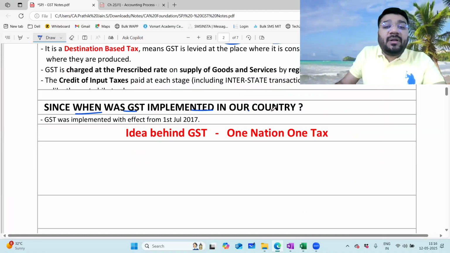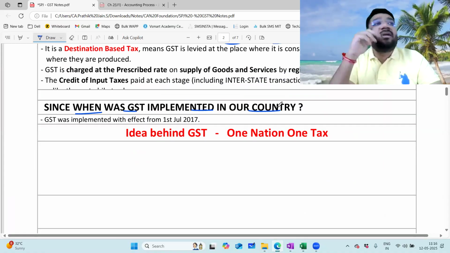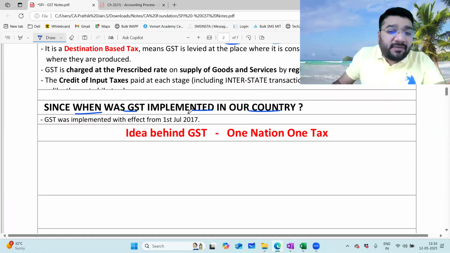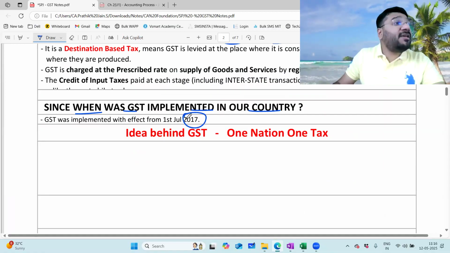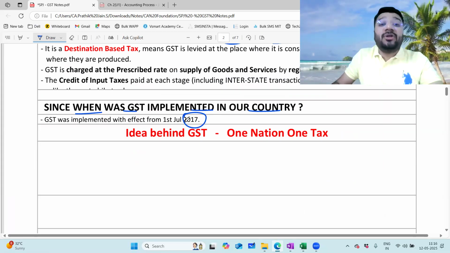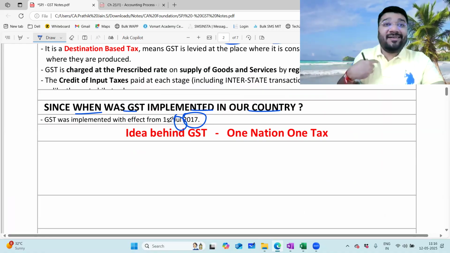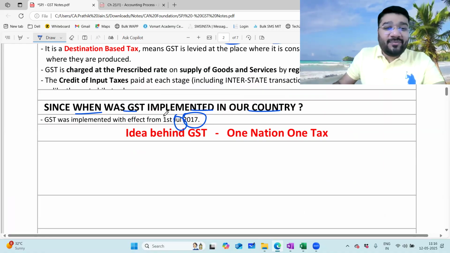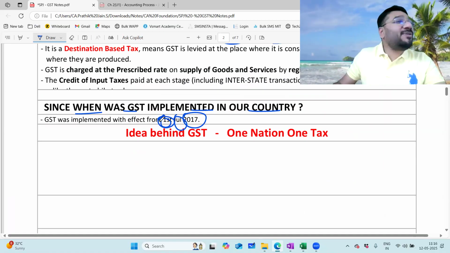When was the GST implemented in our country? 1st July 2017. 2017 was the year when the GST was implemented. Which month? July. Will you forget? Never. Because that month is my birthday month. And the date on which the GST was implemented is 1st of July.